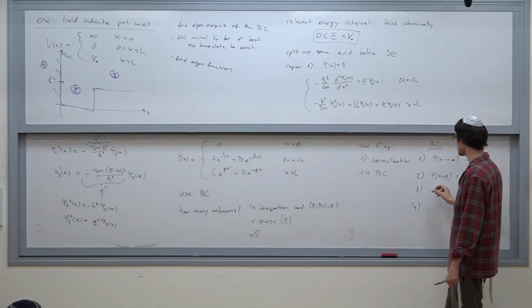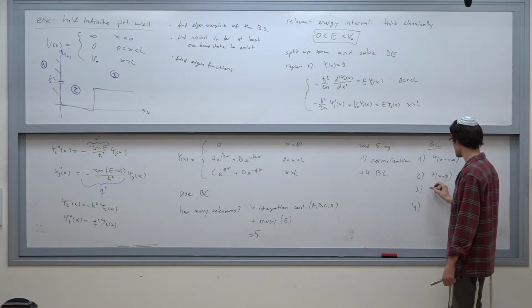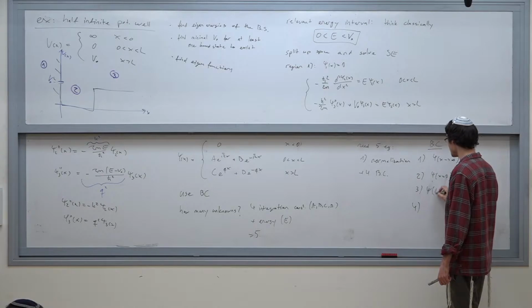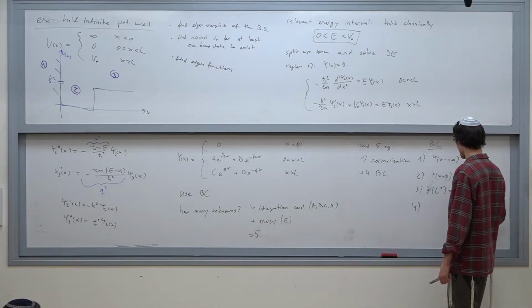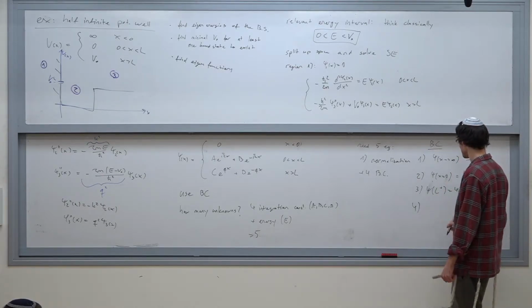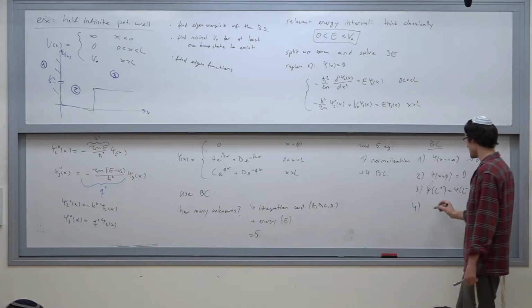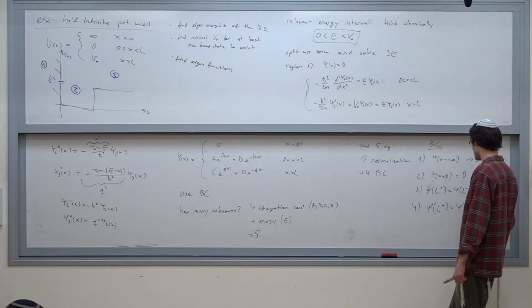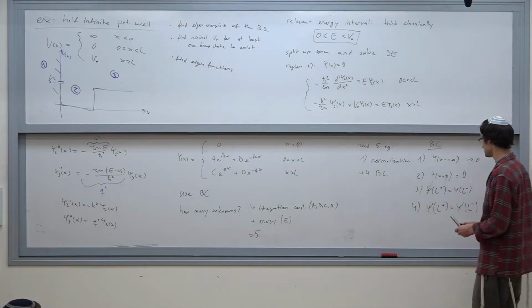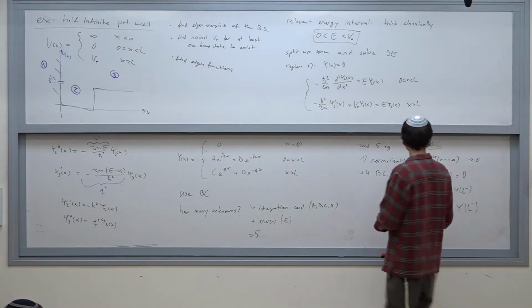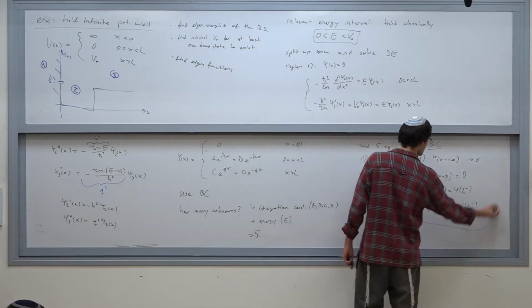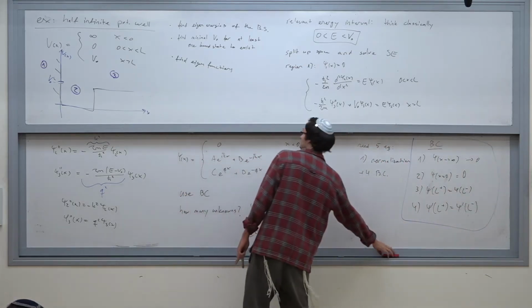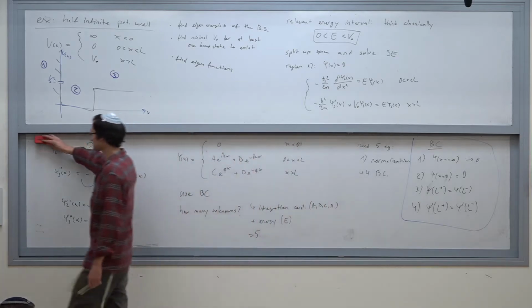We have two more conditions at x equals L. There's one condition on the wave function at L, which has to be continuous, and the derivative of the wave function at L also needs to be continuous. That's how easy it is.